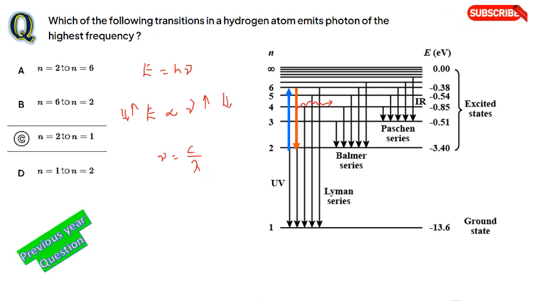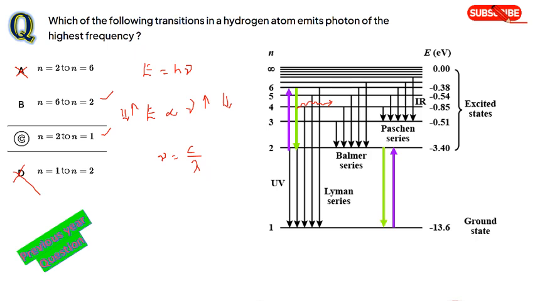Now, the third transition here is from 2 to 1, and the fourth transition is from 1 to 2. Here, 1 to 2 won't be the answer, because whenever energy is released, the transition is from a higher energy state to a lower energy state. So these two won't be there; either this one or this one will be the answer in this case.